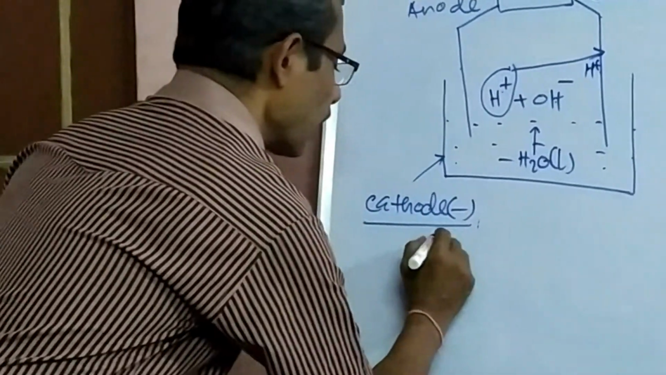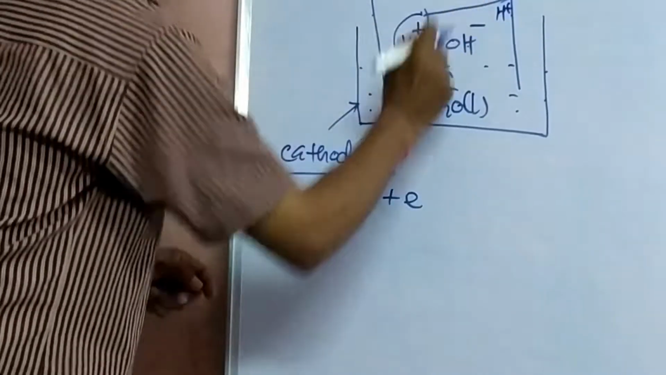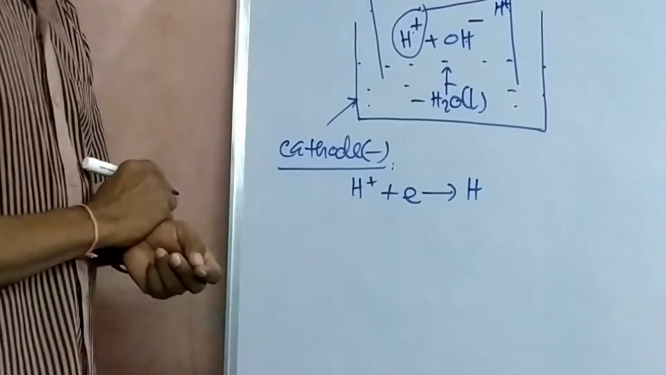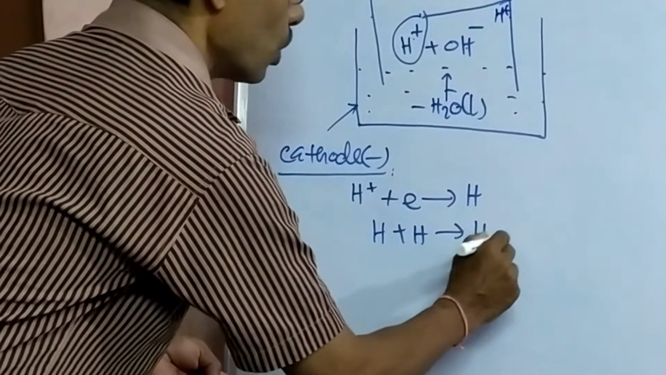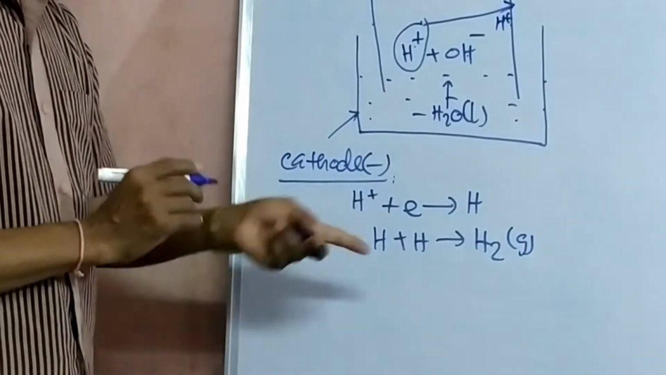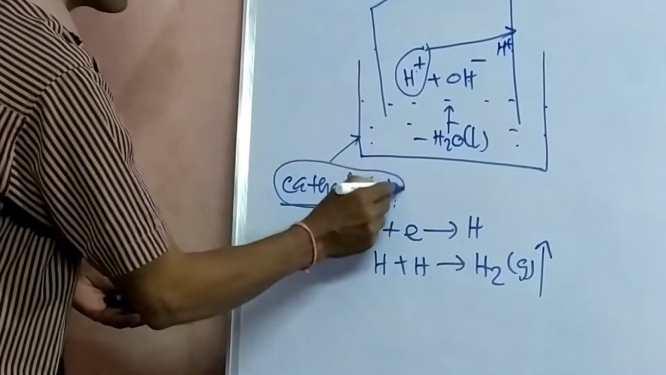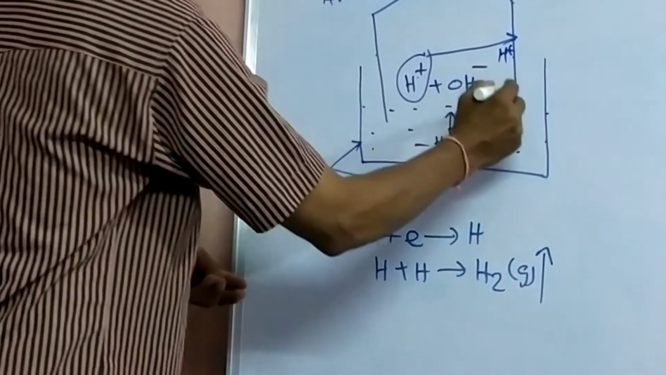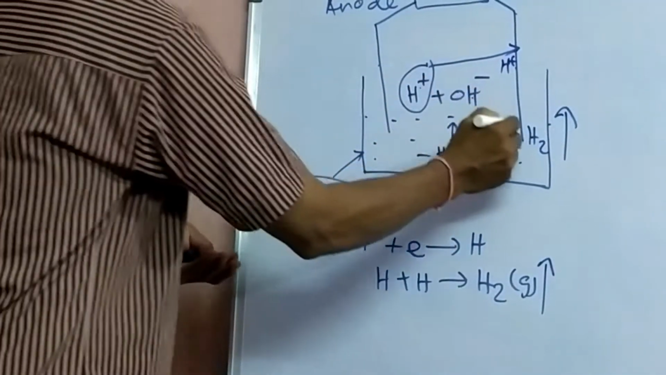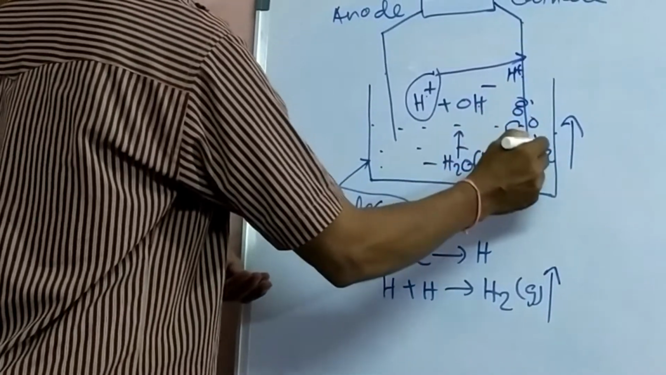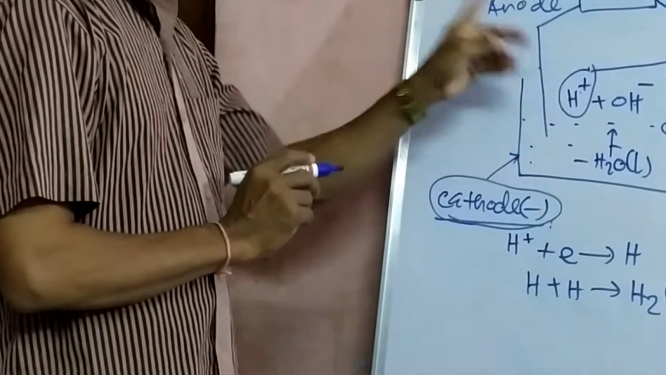What happens here? The H plus ion reaches the cathode, takes the electron from the cathode and becomes a hydrogen atom. Now two hydrogen atoms combine and produce hydrogen gas. As it's a gas, the bubbles come out around the cathode. That's why around the cathode hydrogen gas is produced. That's why the bubbles around the cathode are nothing but hydrogen gas. Clear now?